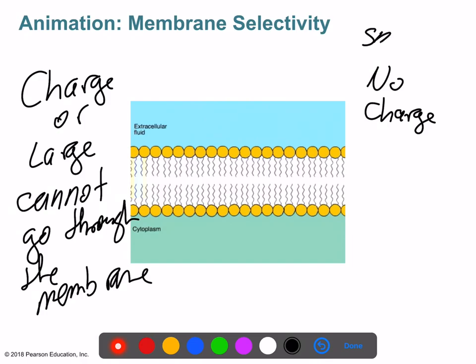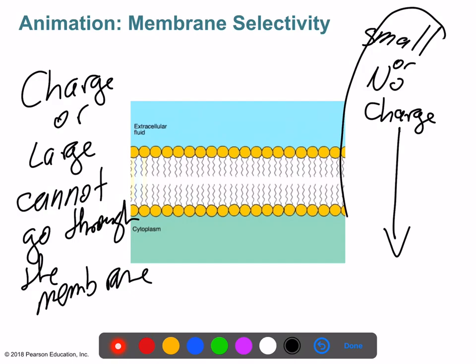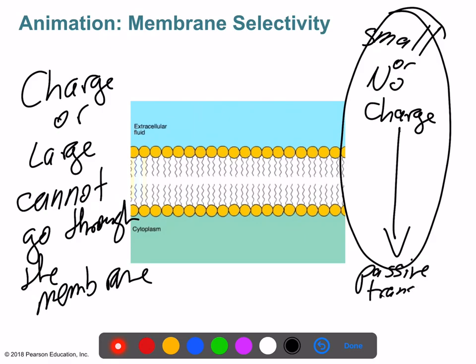But if you are small or have no charge, you go right through the membrane, no problem. So these small or non-polar particles are the ones that are participating in what we call passive transport. Sometimes I just simply like to call it passive diffusion to remind students that no energy was required.